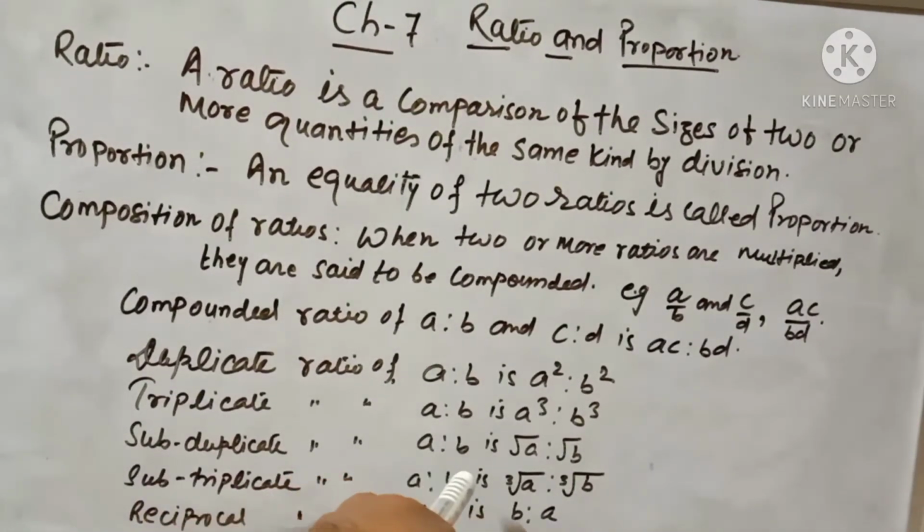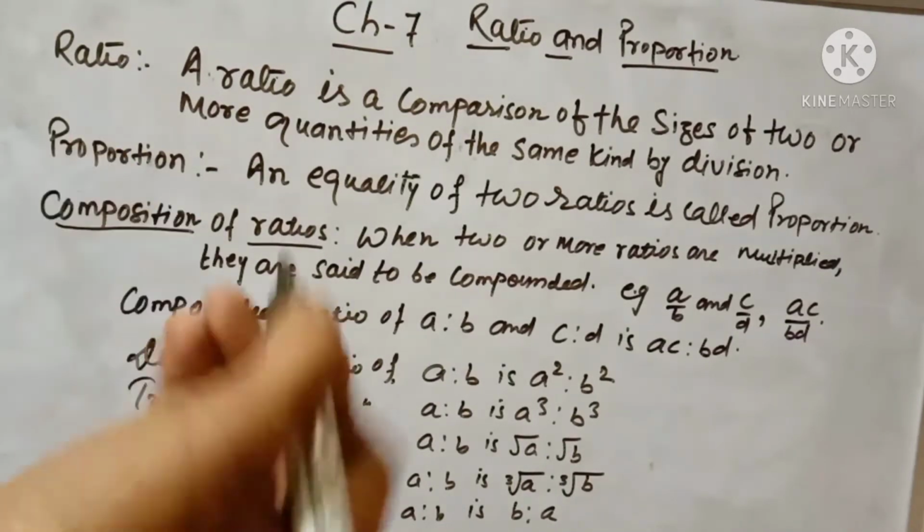Subduplicate ratio of a is to b is under root a ratio under root b. Subtriplicate ratio of a is to b is what? Cube root of a ratio cube root of b. Reciprocal of a ratio: if a is to b is the ratio given, then we can write b is to a. Write this down please.